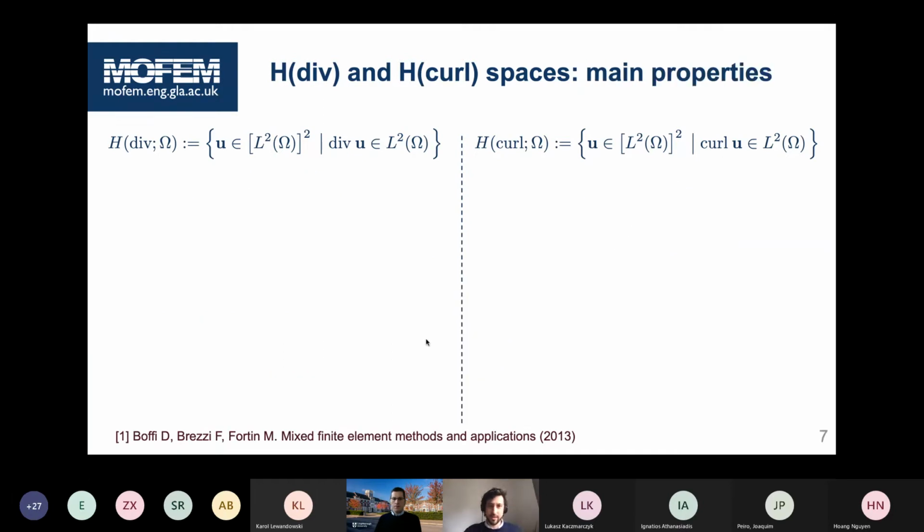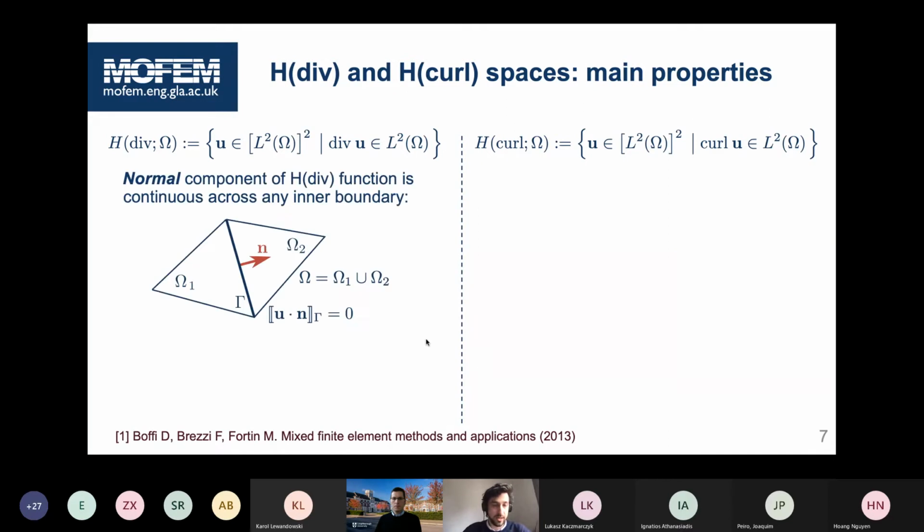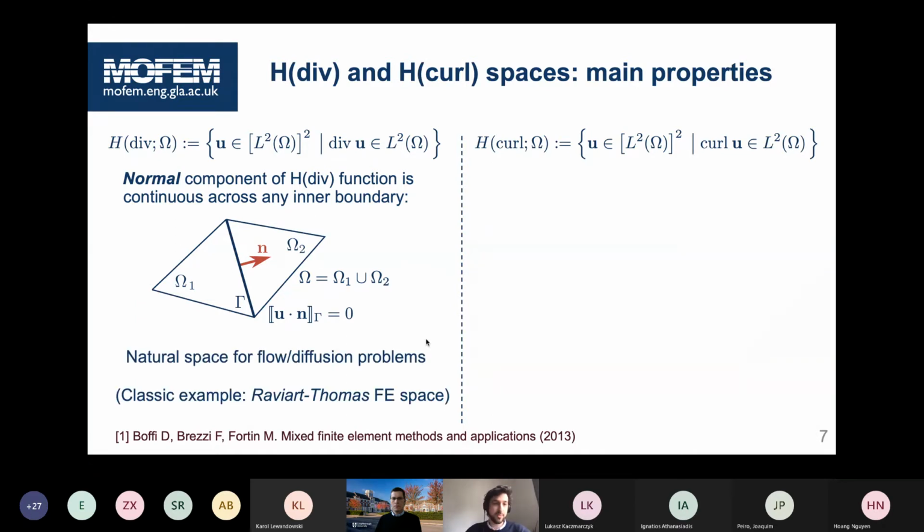But in fact, the properties of these two spaces are quite different, and the main property of the Hdiv space is that the normal components of Hdiv functions are continuous across any inner boundary in the domain. That means that it's a natural space for flow problems, as we want the fluxes to be continuous for the conservation laws. And the classical examples of finite elements which implement the Hdiv space are Raviart-Thomas elements.